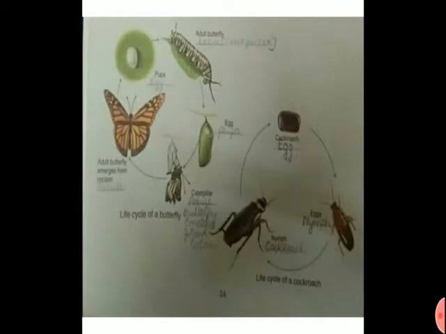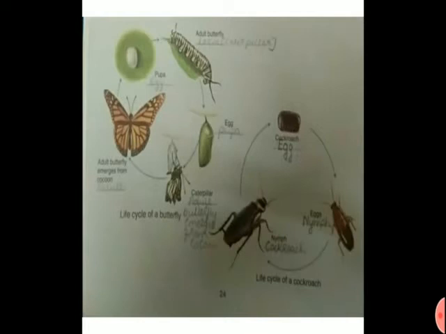Actually, the labeling is incorrect. Let us label them correctly. Starting with first, where they have written as pupa, it is not actually pupa, it is egg, correct? The first stage is egg, followed by larva, L-A-R-V-A, larva. It's called as caterpillar, C-A-T-E-R-P-I-L-L-A-R, caterpillar. Then comes pupa, P-U-P-A, pupa.